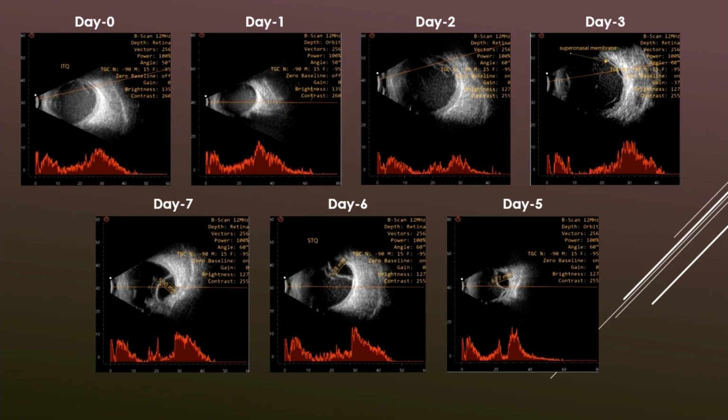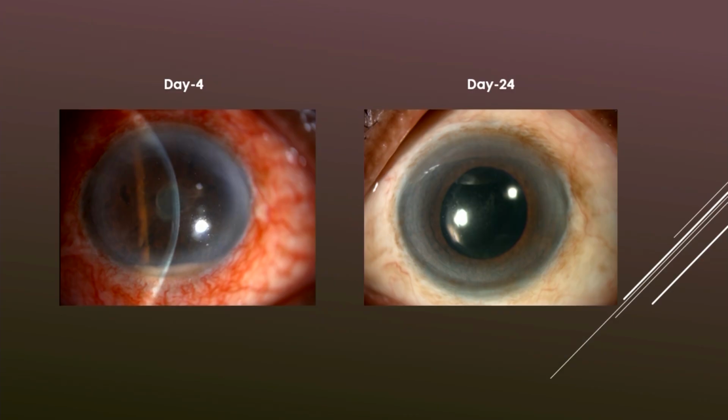Since the patient was already on oral steroids, we kept on observing this patient, and slowly over a period of time, the serous choroidal detachment also reduced. Just to show the day 4 and day 24 anterior segment photo, the corneal edema had cleared, the hypopyon and the fibrin had resolved, and the eye looked very quiet by day 24.